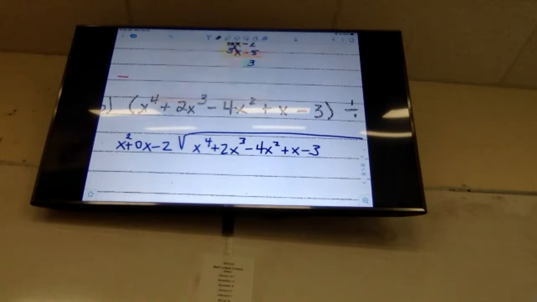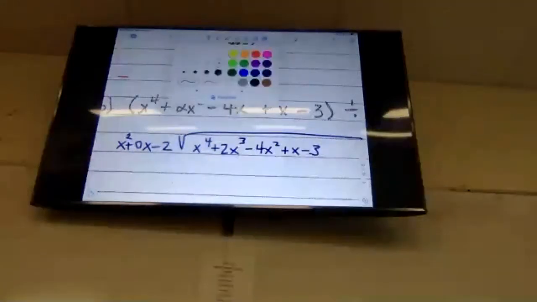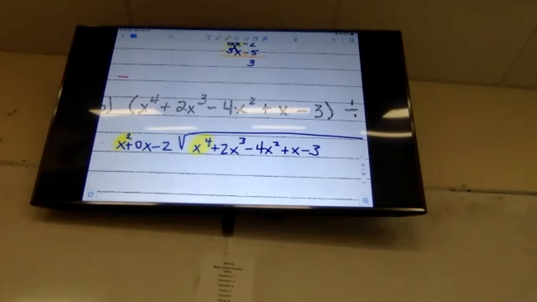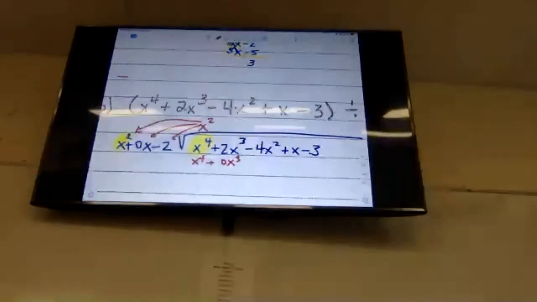All right, so now I'm going to ask myself, what times x squared is going to give me x to the 4th? X squared. And then I have to multiply x squared by all 3 of those things and put them under the next 3 objects in my division. So I've got x to the 4th, plus 0x to the 3rd. It will always be 0, but you can keep it holding the place. And then minus 2x squared.